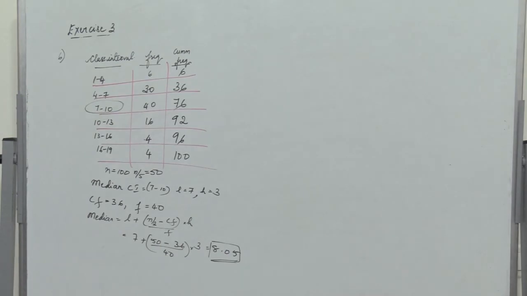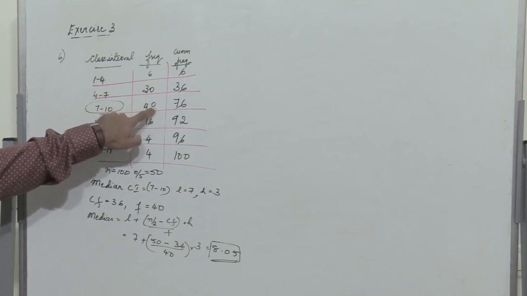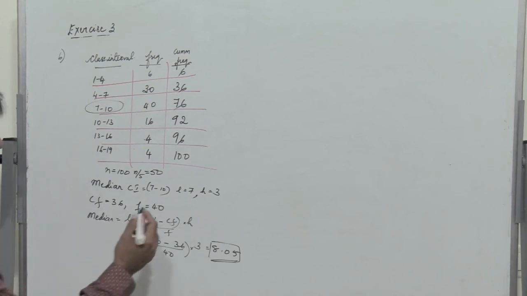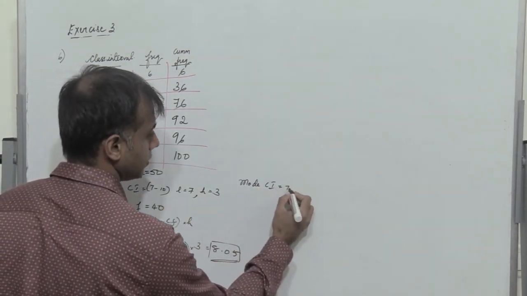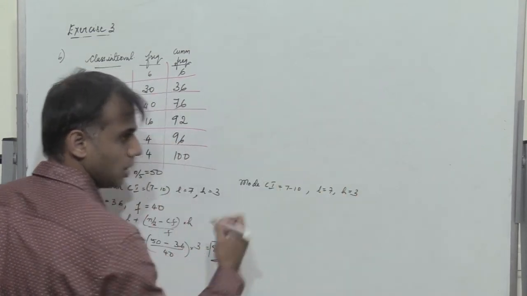So next I also need to find the mode. To find the mode, we have to identify the maximum frequency value, which is 40. Therefore the mode class is also 7 to 10, isn't it? So the mode class interval is also 7 to 10. Therefore L is 7, H is again 3.